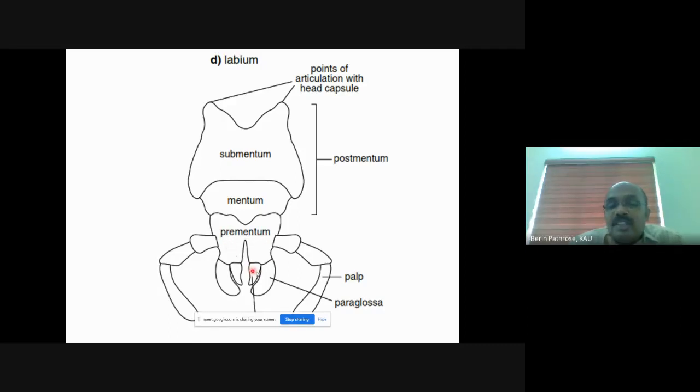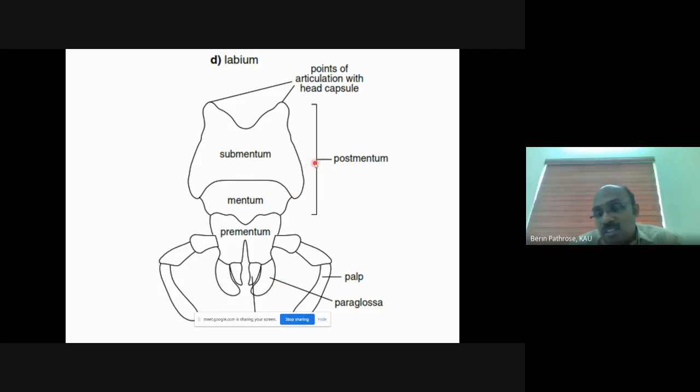At the tip of the prementum, that means at the tip of the stipes, we had two lobe-like structures. We called it as gallia and lacinia. Just like that, in labium, we have two lobe-like structures, and these two structures are called as glossae and paraglossae. The median, the inner part structures are called as the glossae, and the outer structures are called as the paraglossae.